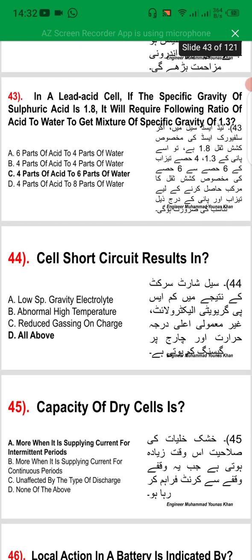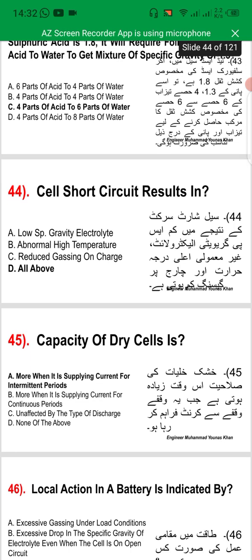In a lead acid cell, if the specific gravity of sulfuric acid is 1.8, the following ratio of acid to water is required to get a mixture of specific gravity 1.3: 4 parts of acid to 6 parts of water.